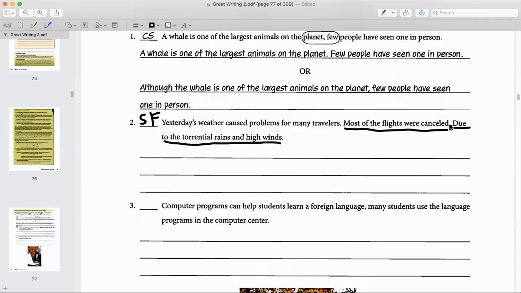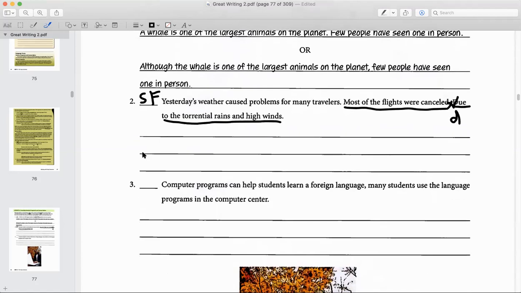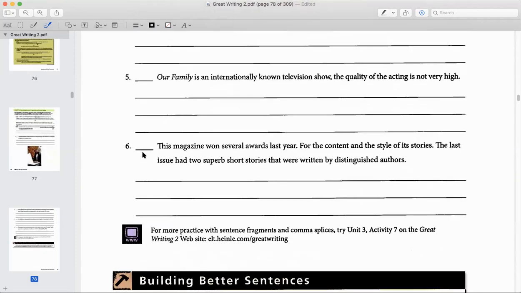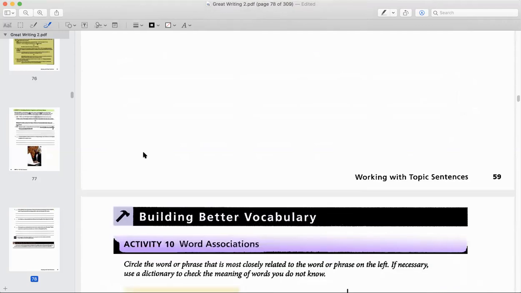So the easiest way to fix this one is to just delete that period and make a lowercase d here. Most of the flights were canceled due to the torrential rains and high winds. That's all you need to do to fix this one. Okay. And now you have just 2 sentences, and they are both grammatically correct. Okay, so you can go ahead and do the rest of those by yourself.